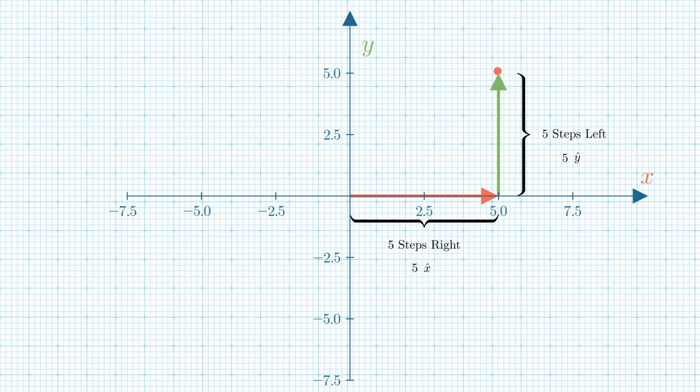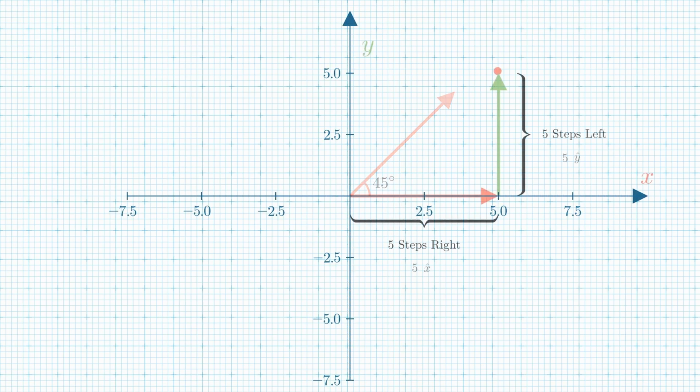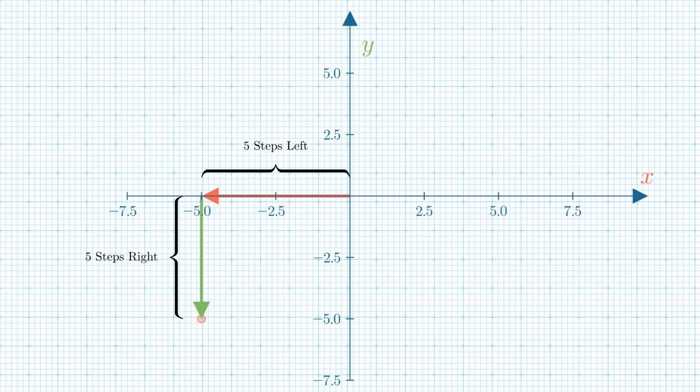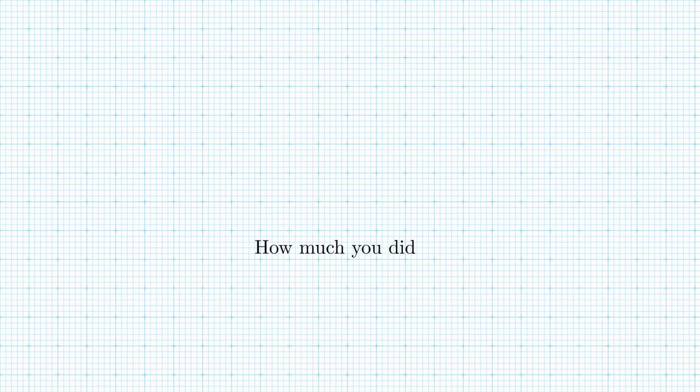The length of this arrow is 5 units as it tells how much you did, and where the arrow points tells you in what direction you did that. For example, look at this vector. It says you did something about 45 degrees in the first quadrant. If the direction were along the negative axis, then we have to write it as negative 5x cap and negative 5y cap. If you want to know how much you did, just look at the length of the vector because it tells you how much you did.